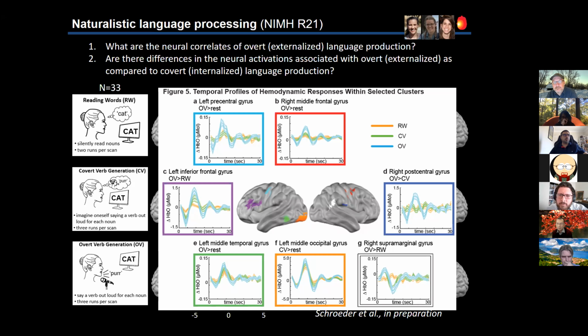And these are just time traces, group-based time traces of the activations, showing that you can see in some areas similar activity, like in visual cortex, for all three paradigms, but in other areas, you see very distinctly different responses to the different paradigms for reading, covert, and overt verb generation.